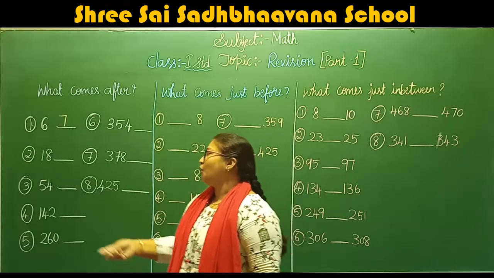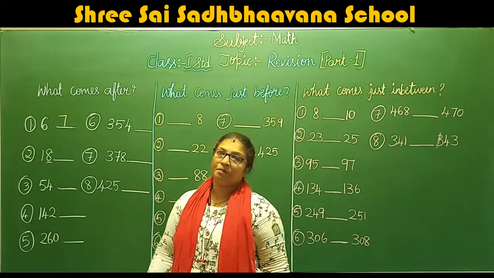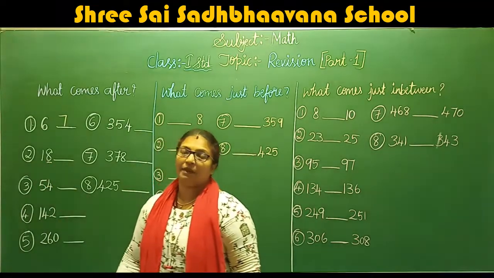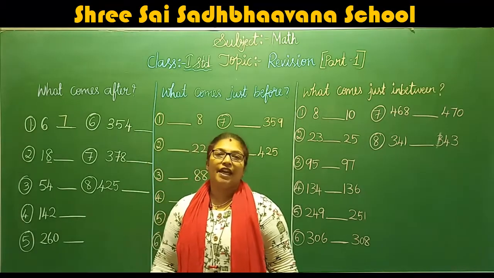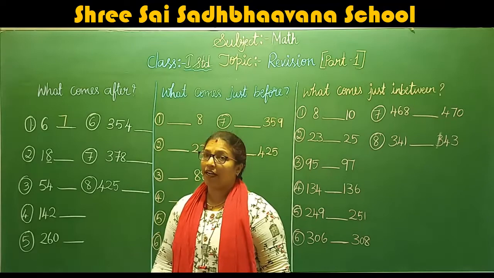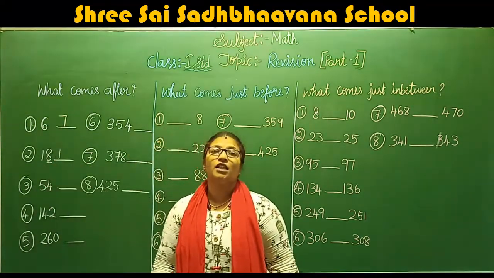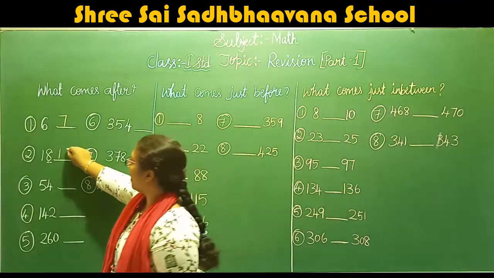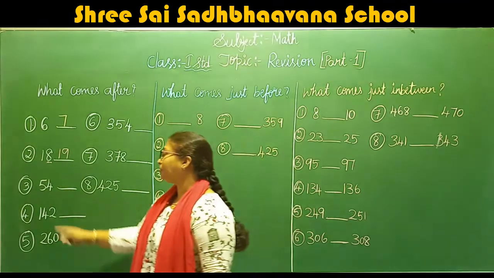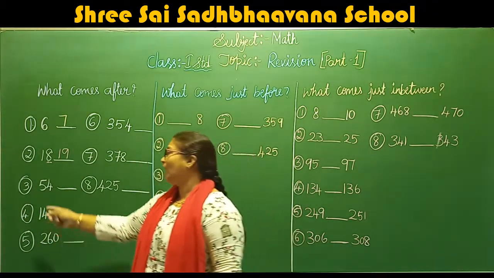Right, children? So what is the after number of 8? After 8 comes 9. So the after number of 18 is 19. What do you have to write? This one will be the same, and the after number of 8 is 9. So it is 19.